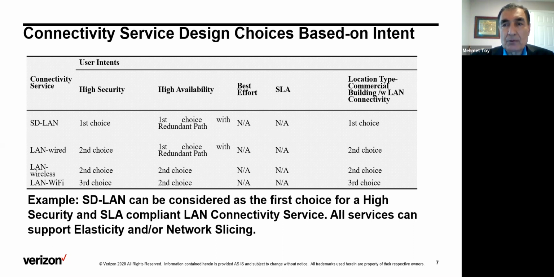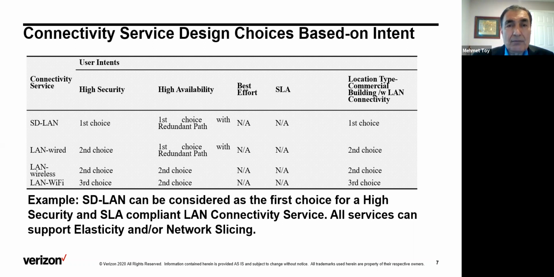Now, if you look at the rightmost column, it says SD-LAN is my first choice for a commercial location. So using the LAN connectivity, that's my first choice, and others are the secondary and third choices. In other words, in the table in my template, I basically rank the choices, based on my own experience as a service provider. I think SD-LAN would be a first choice for that kind of scenario, and maybe wired LAN would be the second choice and so forth.